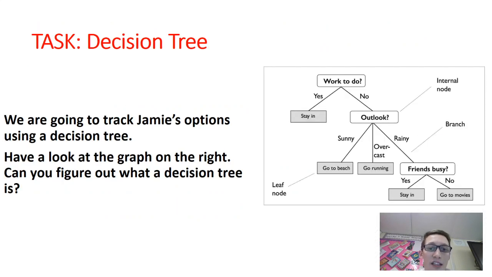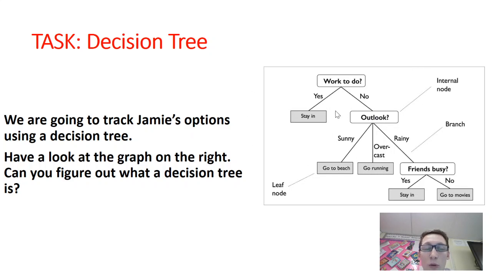Okay, so moving on to the next task, which will take up the bulk of the lesson time today. I'd like you to track out Jamie's options using what we call a decision tree. If you have a look at the graph on the right, it starts at the very top with a decision that Jamie has to make, or that somebody has to make, and each stick that comes off that decision is like each side of the decision. So for example, if the decision was, do I have any work to do? If the answer is yes, stay in and do it. If the answer is no, what's the weather outlook? If it's sunny, do this. If it's overcast, do this. If it's rainy, do this, and so on.